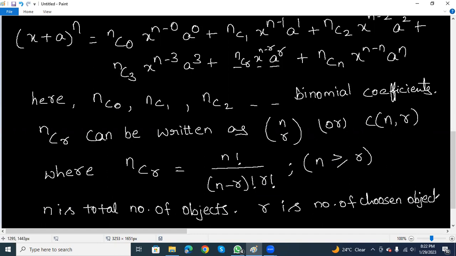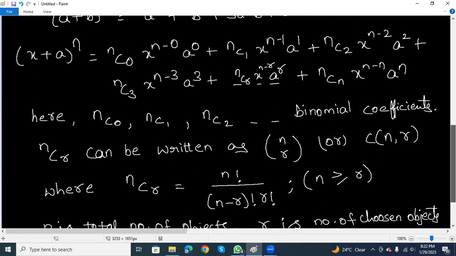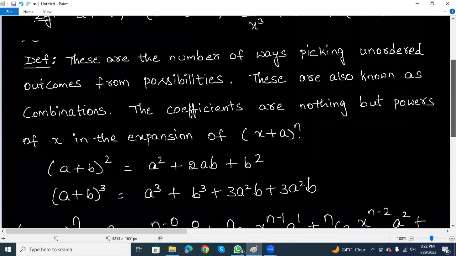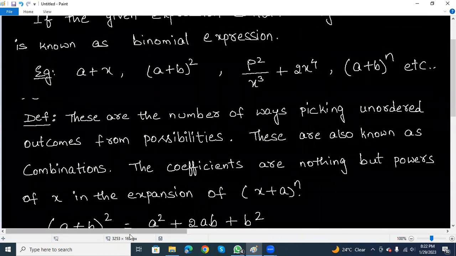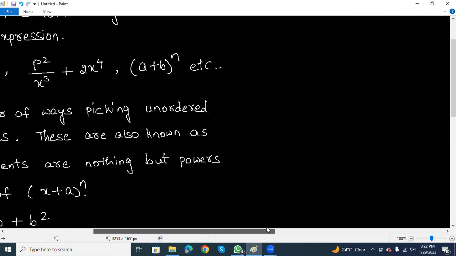That means NCR is nothing but out of N objects, R have been chosen without any order. So this is about the binomial coefficient with the definition. And now let's see some important properties. The first property.